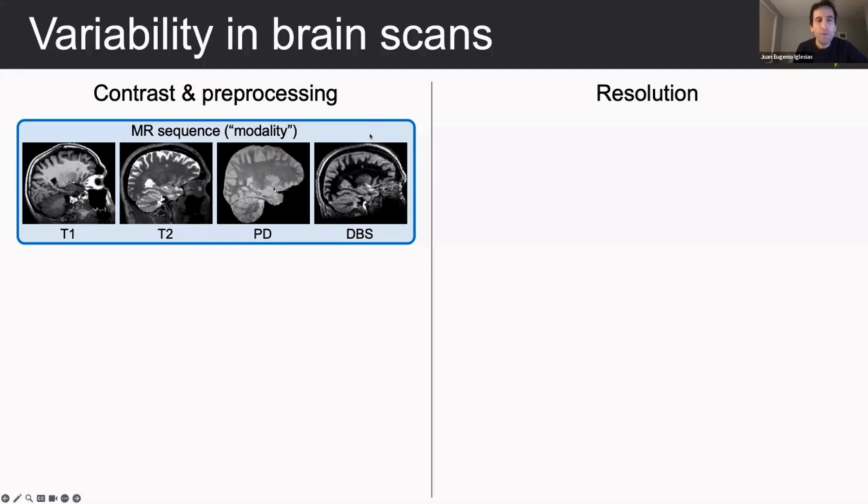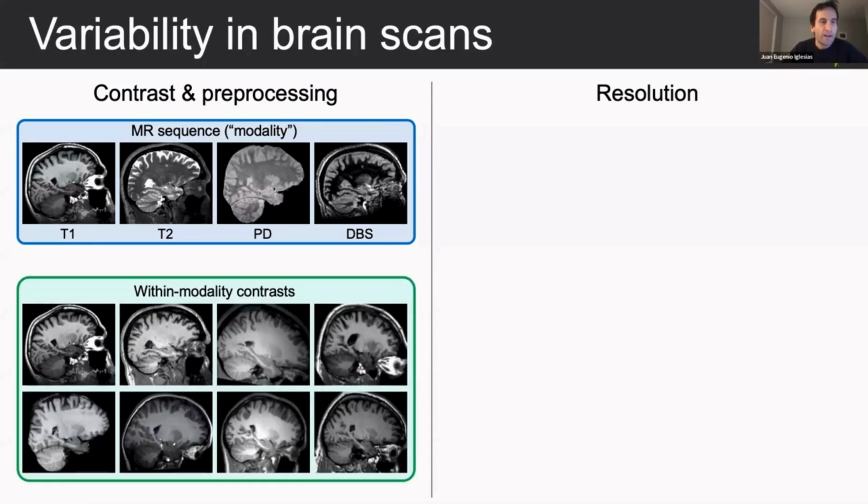But even within the type of contrast, the type of MRI modality, you can have different flavors to it, depending on the manufacturer of the scanner, the type of pulse sequence, the pulse sequence parameters. You're going to have a lot of different flavors. In this example, within T1 weighted contrast.